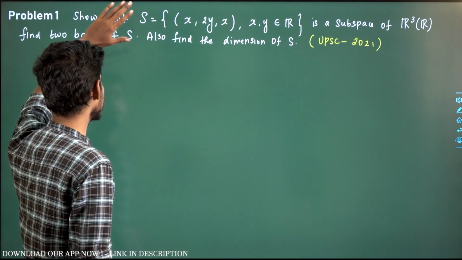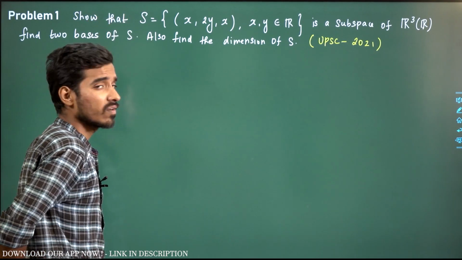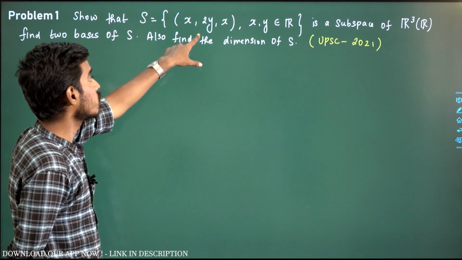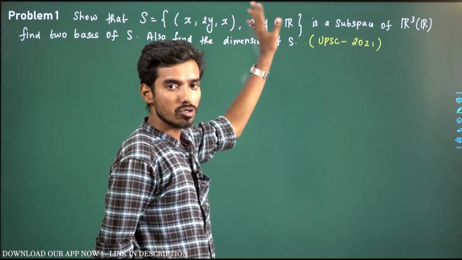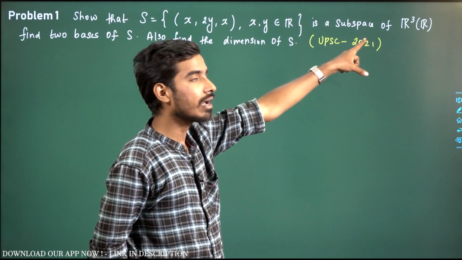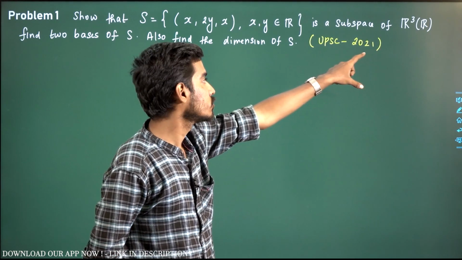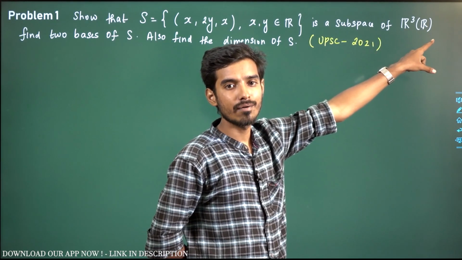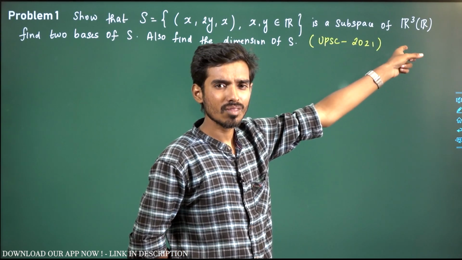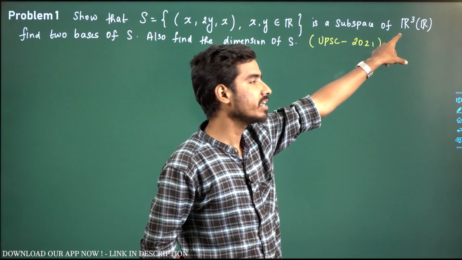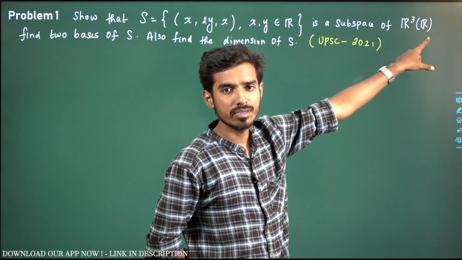So the first problem is: show that the set S, which is given as (x, 2y, x), where x, y are real numbers, is a subspace of R3 over R. So here our V is R3 and our field F is R. V over F is a vector space. So our V is R3 and our field is the real numbers.